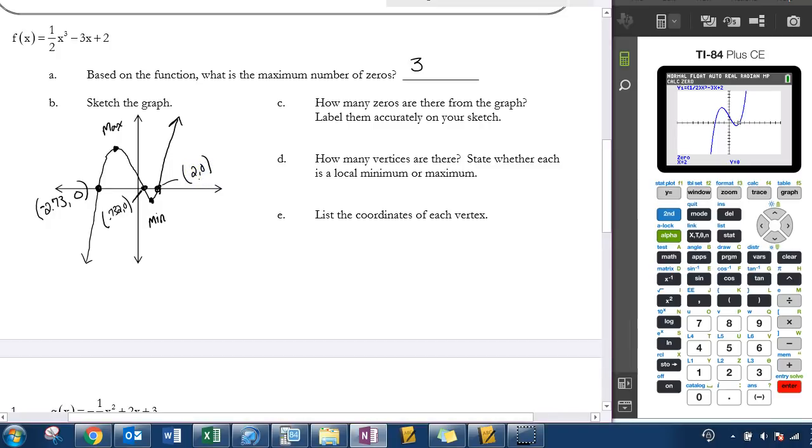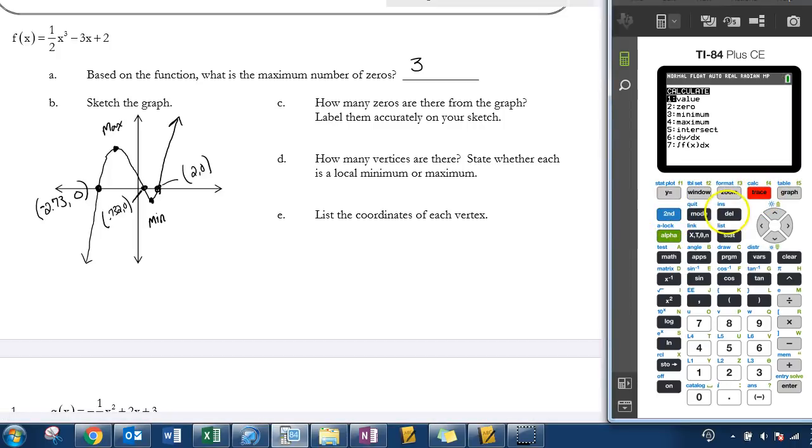For the minimum and maximum, it's very similar. Okay? It's second trace, but now it's different. You've got to make sure you understand the difference between a minimum and a maximum. If I'm looking for the maximum up here, I have to pick the right thing. Your calculator will not be able to get the ordered pair you're looking for because it's going to do exactly what you ask it to do. So you have to be precise in how you communicate with that calculator.